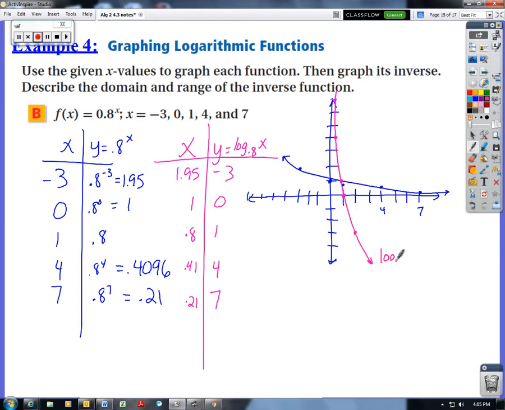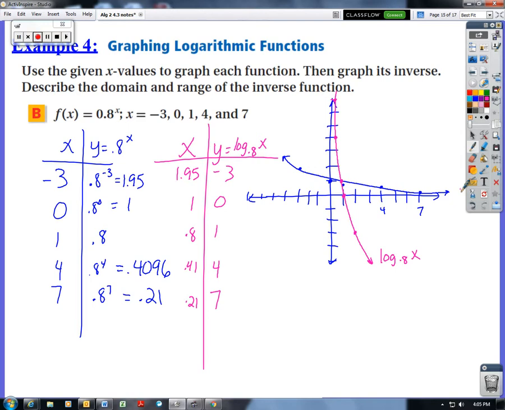That's log base 0.8 of x. Doesn't look anything like the other one. But these do look like reflections across the line y equals x. And we do know that the exponential, since it had a base of 0.8, is a decay function, and this original exponential is going down. So it's looking reasonable.